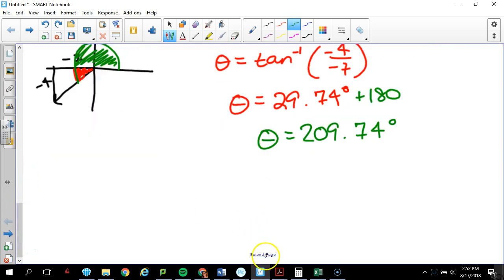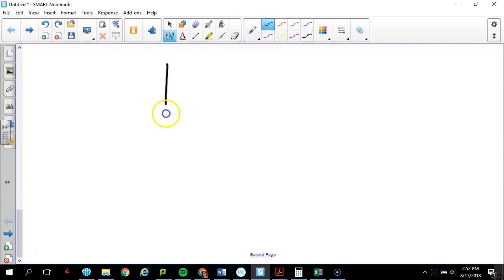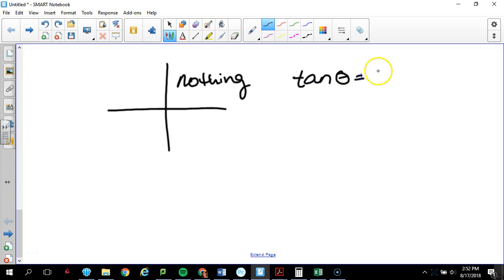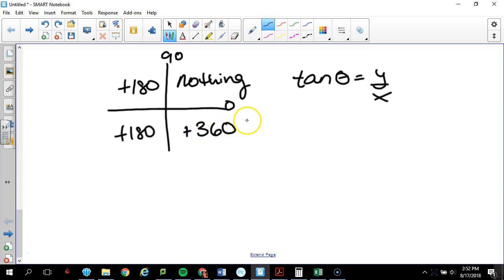So the rule of thumb for any time that you're solving for the direction angle here: in the first quadrant, you don't do anything. Nothing. You just take the tangent, theta equals y over x, and whatever you get, that's your angle, because you're going to get a number from 0 to 90. Over here in this quadrant, you're going to add 180. Over here in this quadrant, you're going to add 180. Over in this quadrant, you're going to add 360.